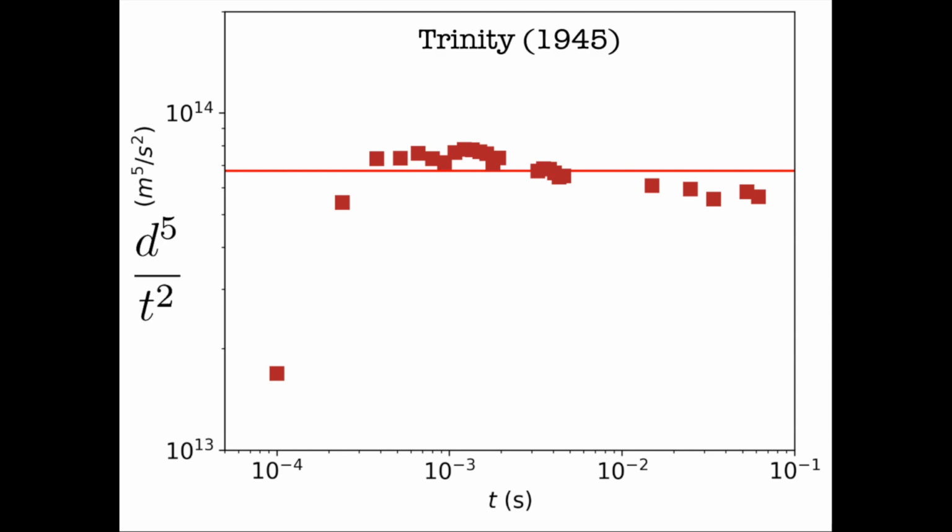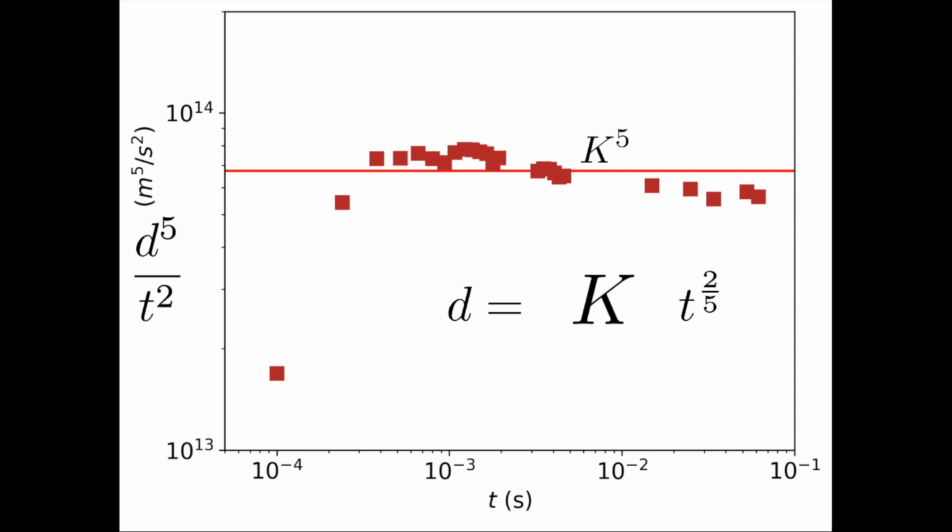Here, the explosivity is defined for each data point as the ratio between the fifth power of the radius d and the square of the time t. So units are meter to the power 5 divided by second squared. In this representation, Taylor predicts a constant explosivity equal to k^5, where k is the prefactor of the power law of d versus t.